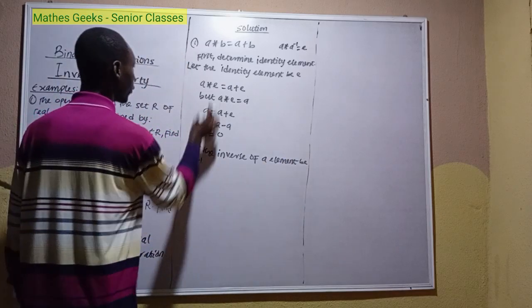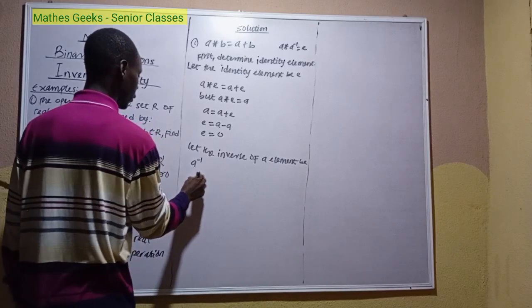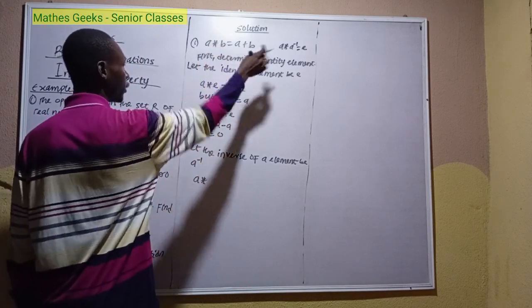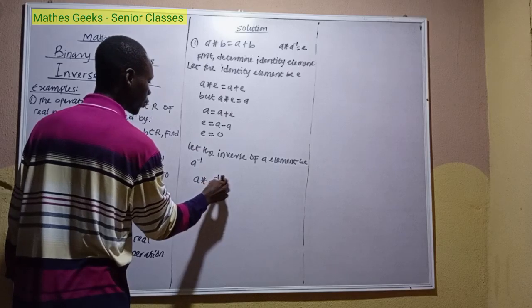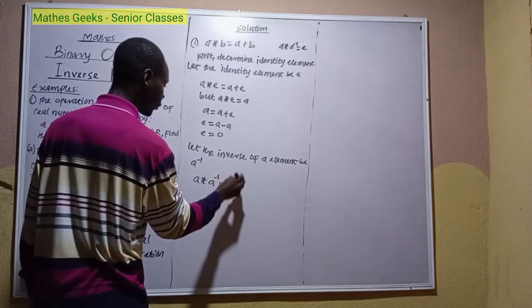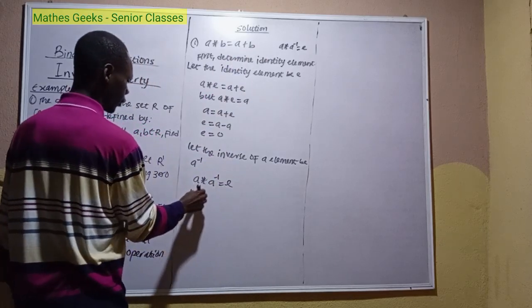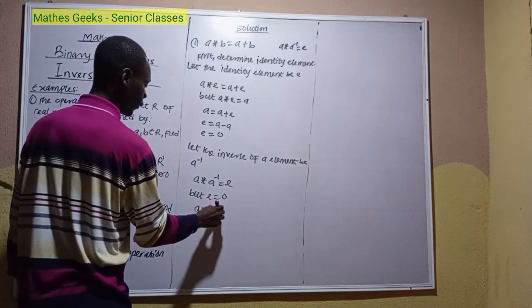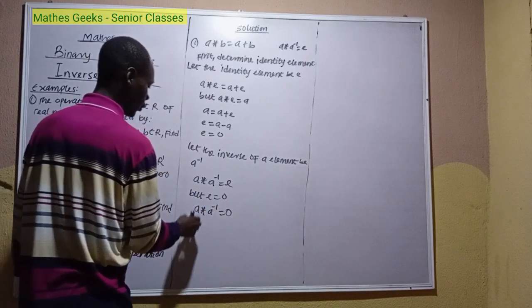From this operation, since we are going to look for the inverse of A, we substitute B with A inverse, which is A⁻¹, that will be equal to E. But E is equal to 0. So A operation A inverse is equal to 0.